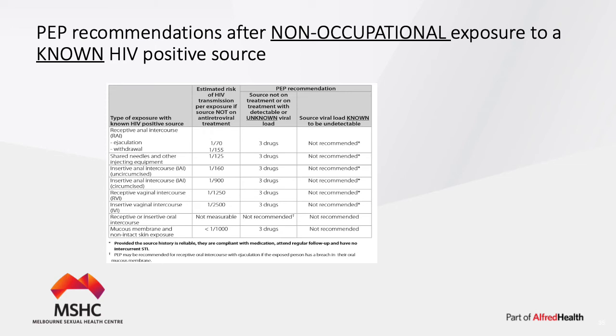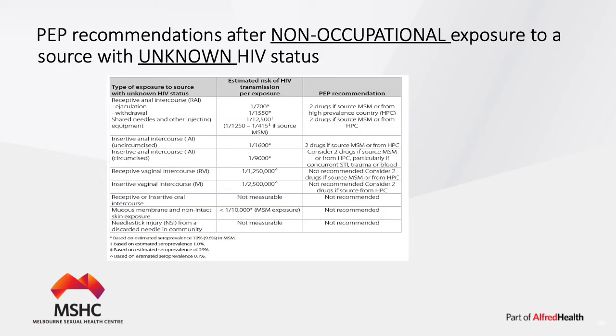However, if the source is not on treatment, he'll have a very high viral load. Someone who's not on treatment will have a very high viral load. Or he is on treatment, but he's not taking his medication properly, or he's got multi-resistant virus, or we do not know his viral load, then we've got to use 3 drugs for all types of sex, okay? Except oral sex, which is not recommended because the risk is extremely low, okay? So basically, if the source is HIV positive and does not have an undetectable viral load, then 3 drugs are recommended. Okay.